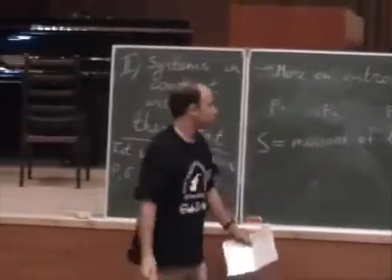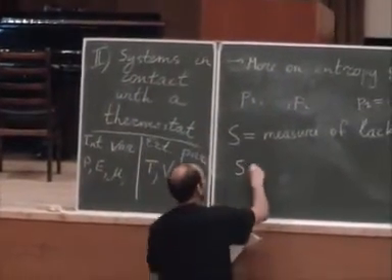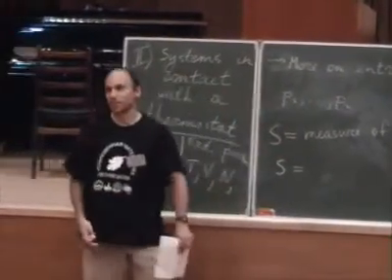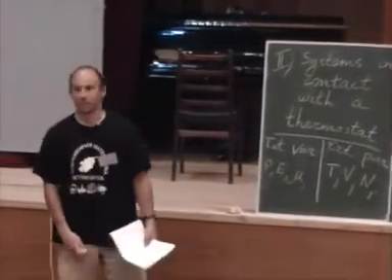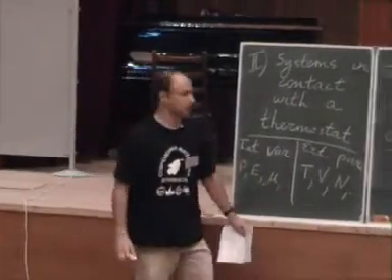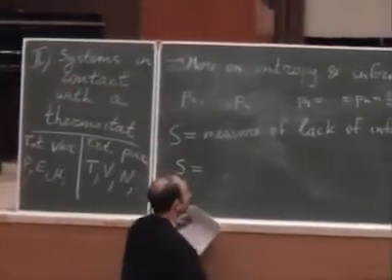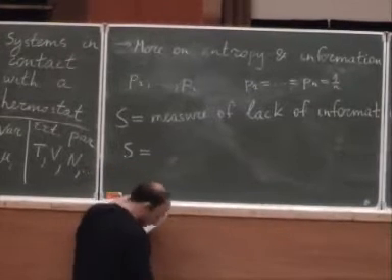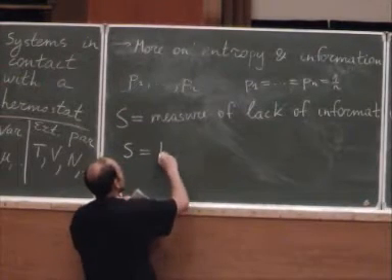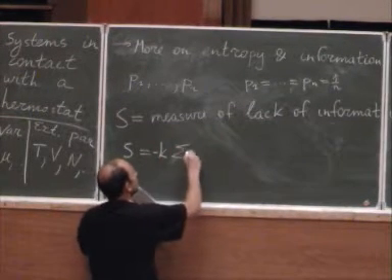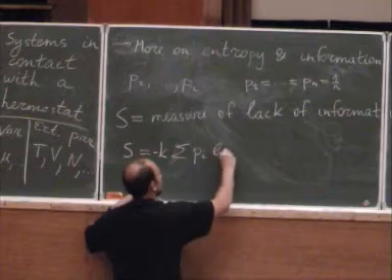Well, there is a general formula. k could be any constant, and in physics it's the Boltzmann constant. So there is a general formula: S is equal to minus k sum p_i log p_i.